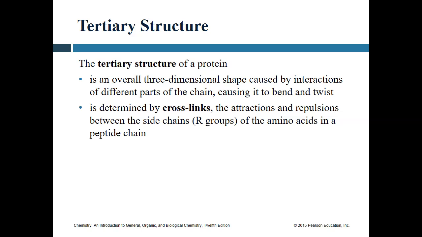Because just like oil and water that don't mix, there are going to be severe repulsions between hydrophilic and hydrophobic regions in this protein chain. And so cross links are going to be created to try to keep the hydrophobic stuff together and the hydrophilic stuff together and keep the two of them separate.